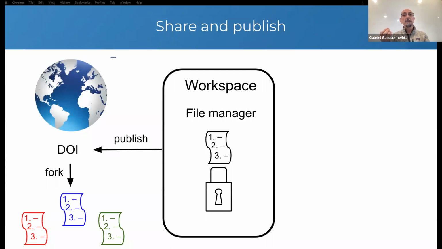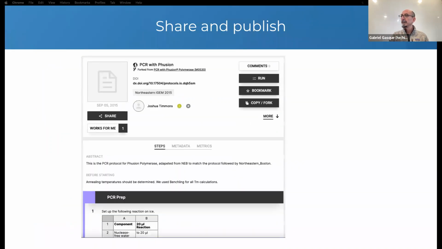Once the protocol is published, any reader can copy it and modify it according to their needs. And the platform has a memory that will link any copied protocol to the original one. In this way, the original authors will maintain and earn credit. So in this example, this is a modified protocol, a modified version of an original protocol created by somebody else.